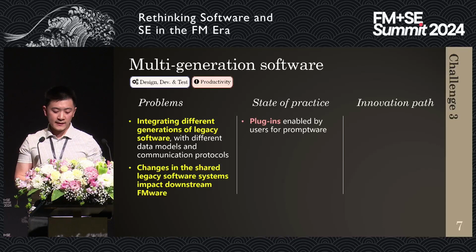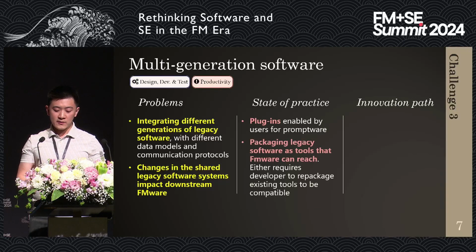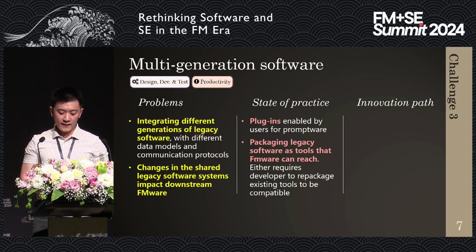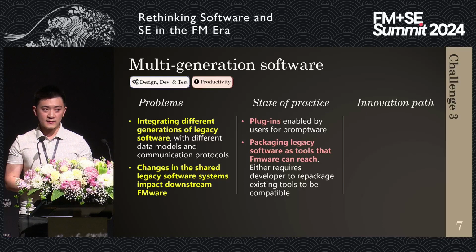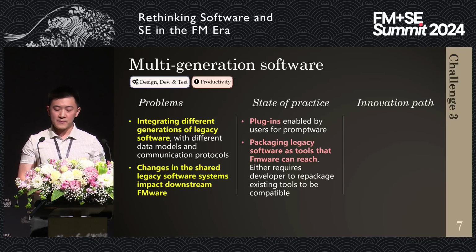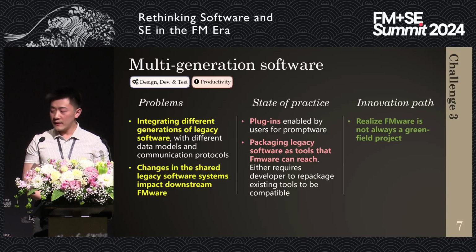What are we seeing as the state of practice? We're seeing that a lot of people are using a plugin mechanism for more static promptware where, for example, ChatGPT allows you to enable certain plugins, where they provide certain metadata for the model to decide whether to use the plugin or not. Or in agentware situations, we also sometimes wrap the legacy software as tools to be used by foundation model applications. But both of these methods require developers to repackage existing software systems and tools to be compatible with foundation model applications.